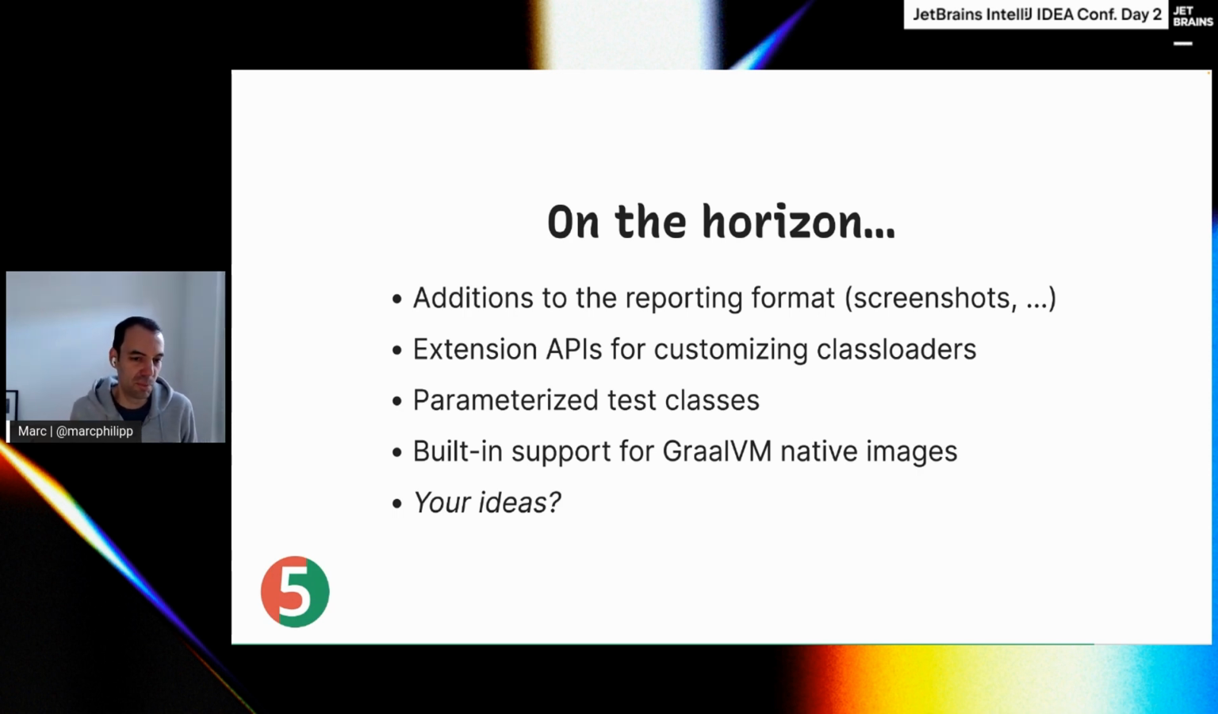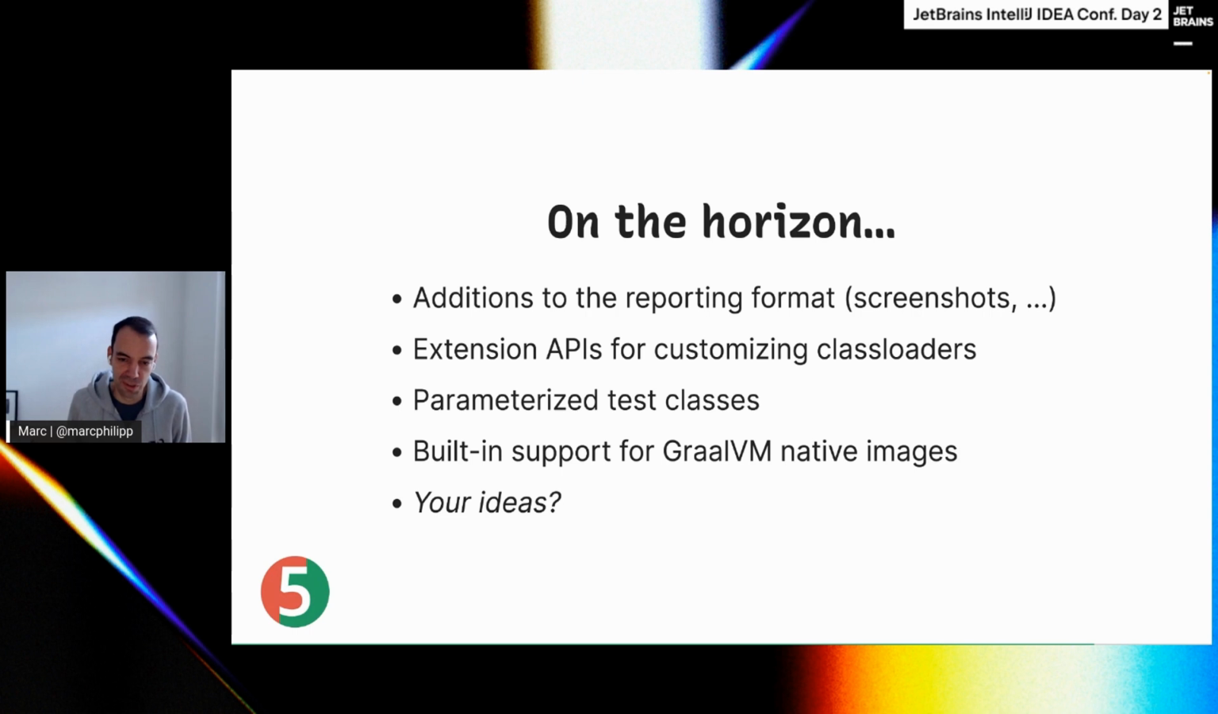We've seen parameterized test methods earlier, but sometimes it really makes sense that all your test methods should be run with the same parameters, and you don't want to repeatedly specify the parameterized test annotation and the same source for all of them. You would really like to parameterize the whole test class with those sets of arguments. So that's something we want to look into as well.